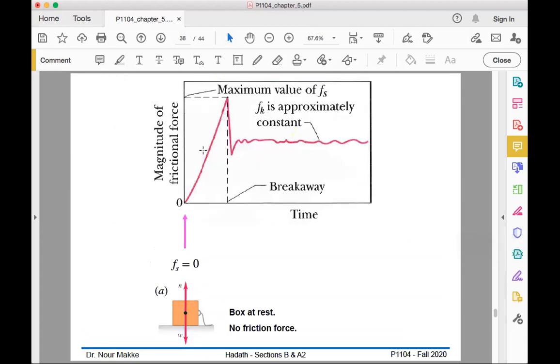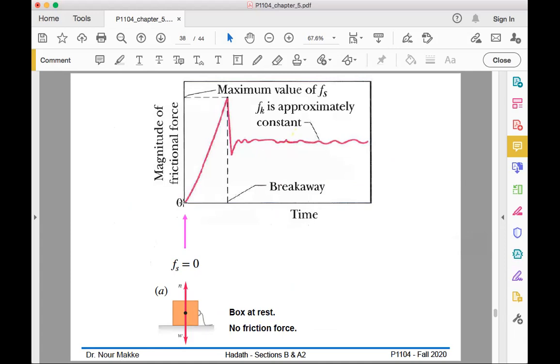So if you want, here we can see the magnitude of a frictional force as a function of time. Here we will put all the steps that we went through on this curve. So when the box was at rest, we were at this point where there is no force applied at all, and so there is no friction at all.